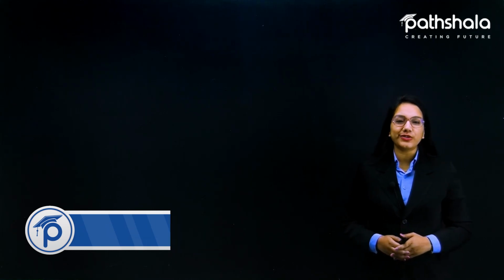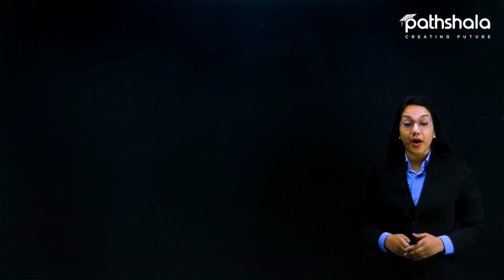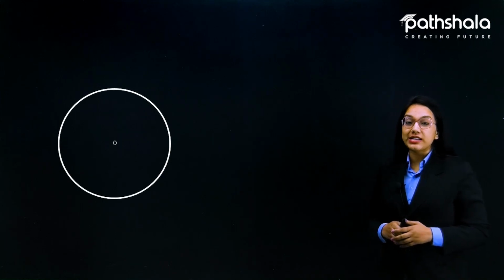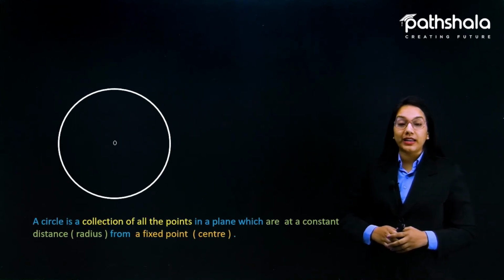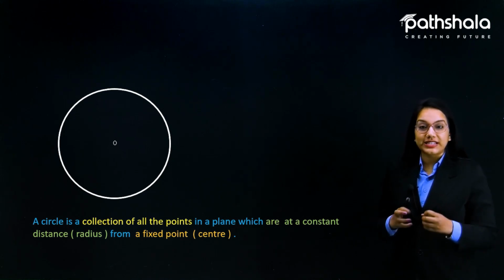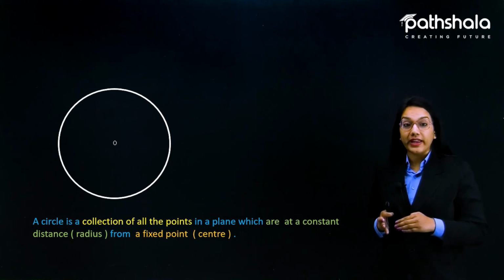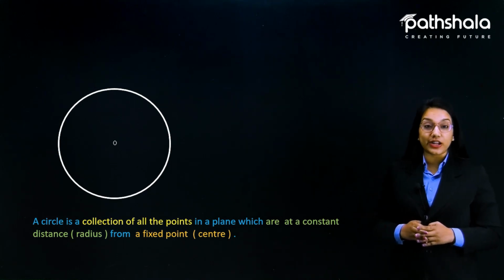Let's start a new chapter today called circles. You have already studied in class 9th that a circle is nothing but a collection of all the points in the plane which are at a constant distance, called the radius, from a fixed point, which is called the center of the circle.